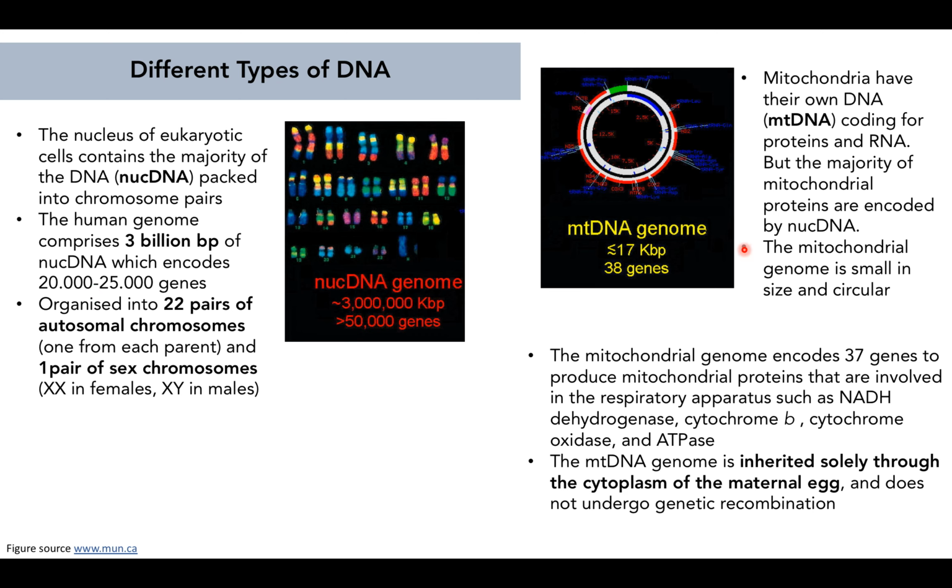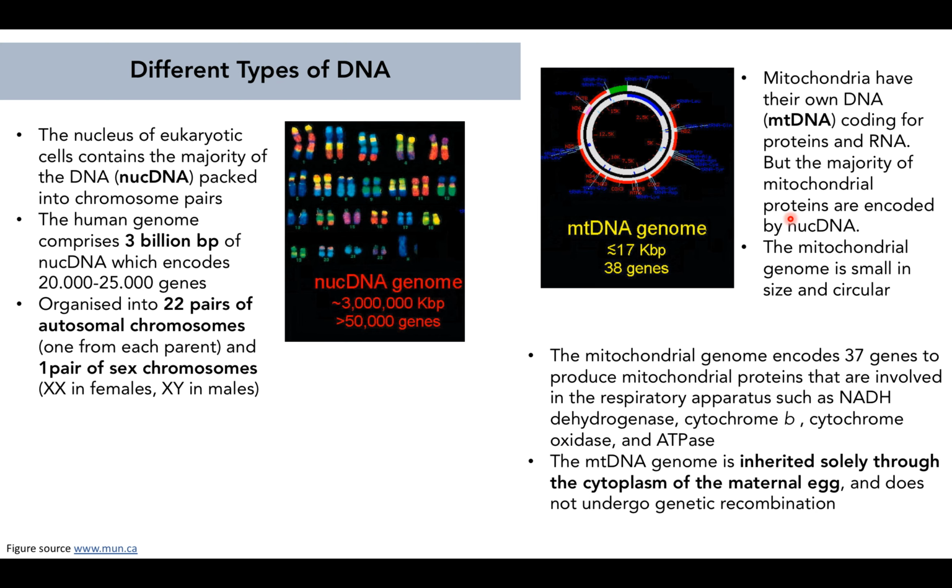Whereas mitochondrial DNA is a bit more simple. It only encodes 37 genes, and that's all involved in the respiratory apparatus. All the proteins that the mitochondrial genome codes for are involved in cellular respiration. They're involved in making enzymes such as NADH dehydrogenase, cytochrome B, and cytochrome oxidase, which are all respiratory apparatus. If you learn about bioenergetics, you'll learn about cellular respiration, and all these enzymes and proteins are coded by the mitochondrial DNA.